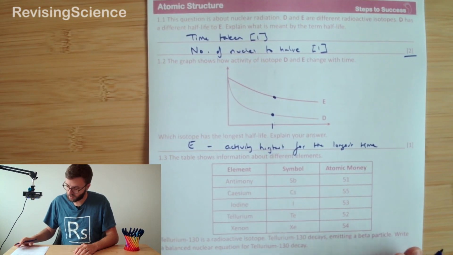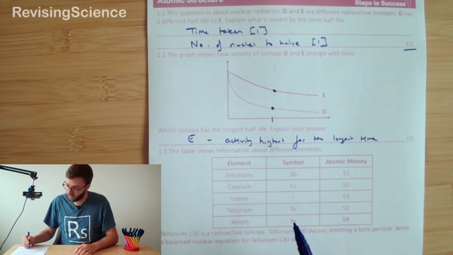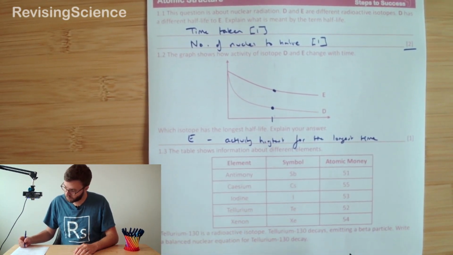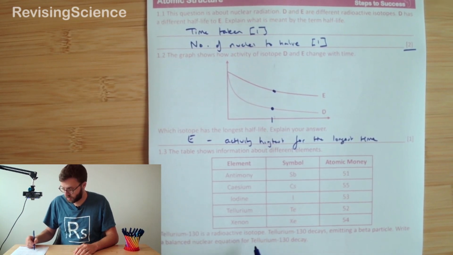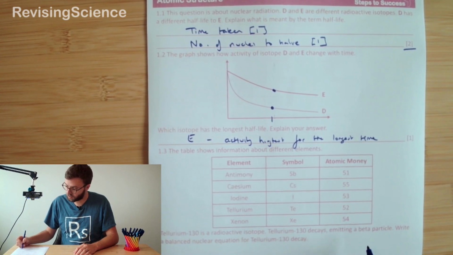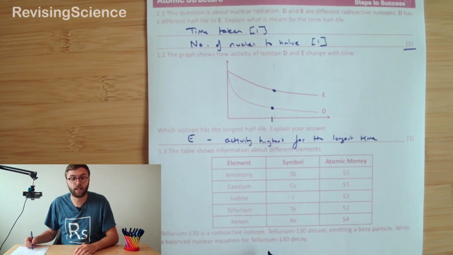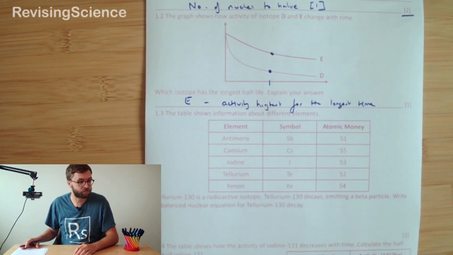So our answer would be E, as it has the activity highest for the longest time. Okay, question 1.3. The table shows some information about different elements. Tellurium-130 is a radioactive isotope. Tellurium-130 decays, emitting a beta particle. Write a balanced nuclear equation for tellurium-130 decay.